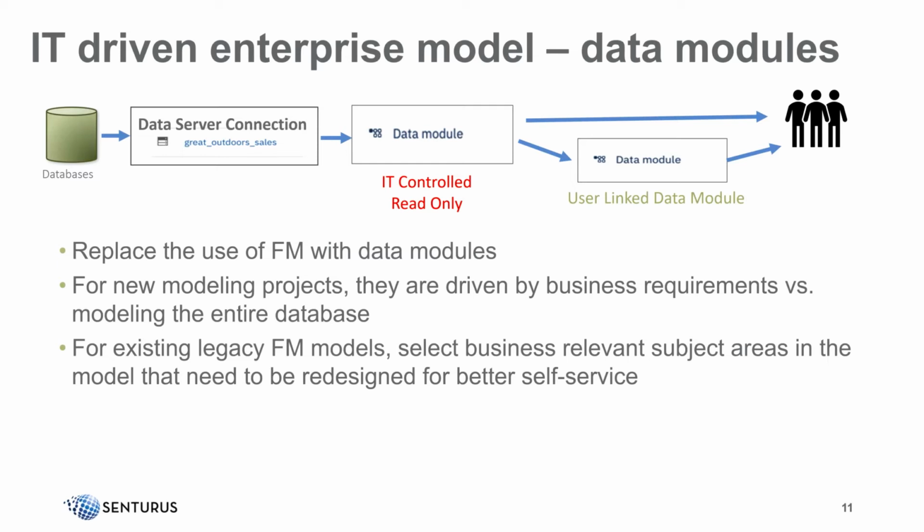They've grown. There are namespaces in there which the current developers have no understanding of why they are the way they are. And users use these things maybe from a self-service perspective and get very lost in what they are. So if you look at it from the perspective, you could select business relevant subject areas in that FM model that could be redesigned for better self-service. You could take that approach. And I would recommend taking that approach versus doing a full reverse engineering of something like that.